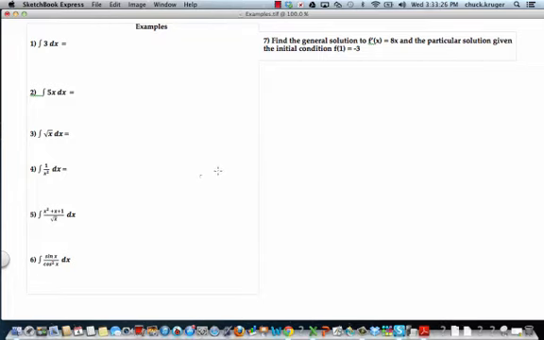Hi, this is the last page of the notes, and if you take a look at it, I'm asking you to find the integral or the antiderivative for each of these. Remember, this is called an indefinite integral when you find the antiderivative here. I-N-T-E-G-R-A-L. That's what all of these are. And so we'll take a look at this.